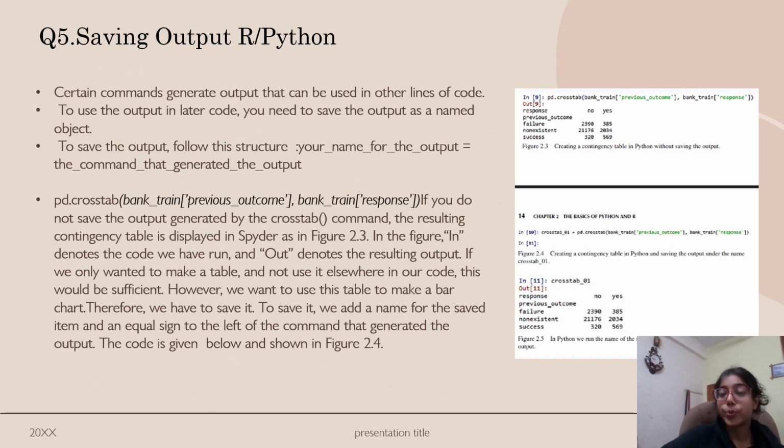How to save an output? Certain commands generate output that can be used in other lines of code. To use the output in later code, you need to save the output as a named object. You need to first save that output. To save the output, follow this structure: your name for the output is equal to the command that generated the output.